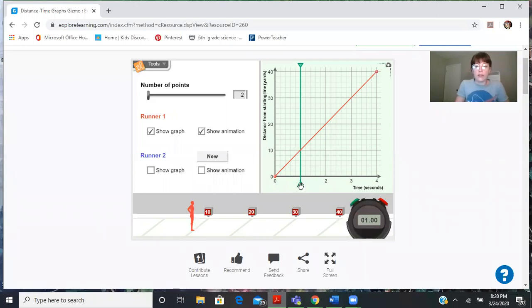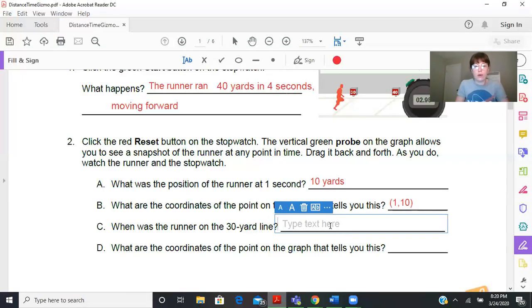So when were they at the 30-yard line? I'm going to drag the green probe until I see the red line hit 30, and then I'm going to look at the time. At 3 seconds, he's at the 30-yard line. So I'm going to write 3 seconds.